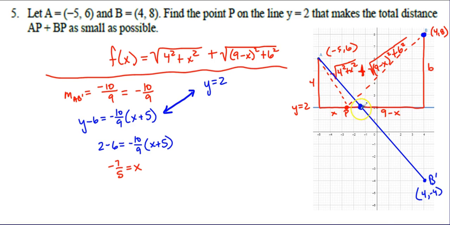That's the x value, and that makes sense. It's a little bit left of negative 1. Plug that back in and you'll get your y. Actually, we don't have to plug it back in. We know the y is 2. It's on y equals 2. So our solution then is (-7/5, 2). That is the point that's going to make the shortest distance from A to B prime, or from A down here and then up here.